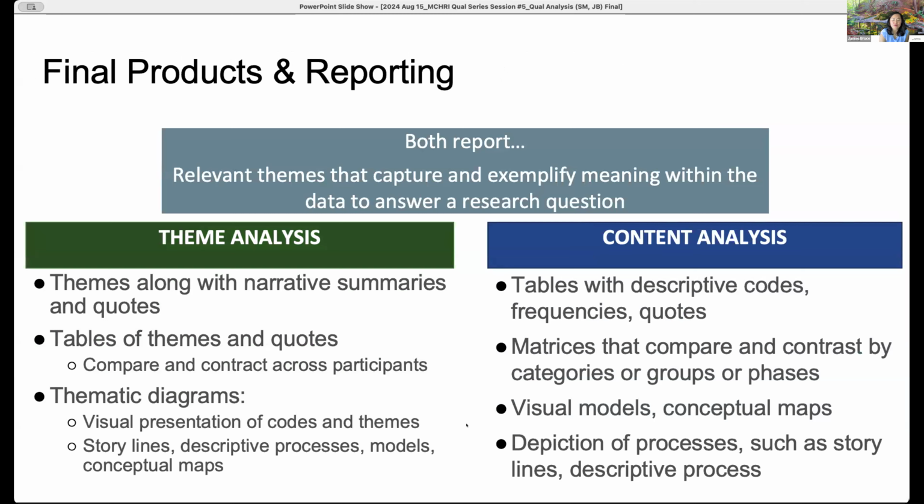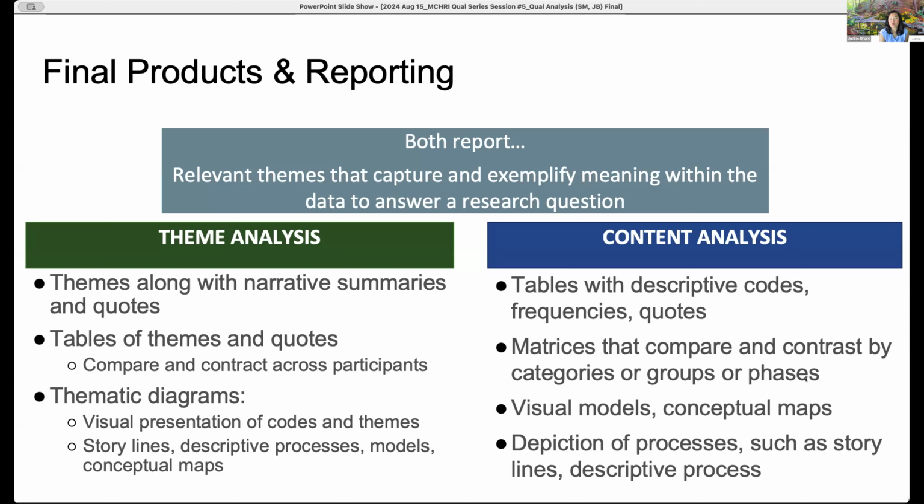All right. So the fun part is really reporting your findings, whether you're doing a detailed theme analysis or content analysis. You want to capture the relevant themes that really exemplify what your data are showing and how they are answering your research question. So with theme analysis, I think many of you are probably familiar with reading qualitative papers that have beautiful, lovely articulated themes that are nicely organized. You may see a table of themes and quotes. You may see some comparisons in a table that compare and contrast across different participants or different characteristics among your participant group. And then again, you can use the themes that emerge to visually demonstrate relationships and processes.